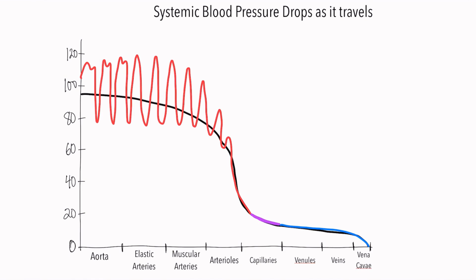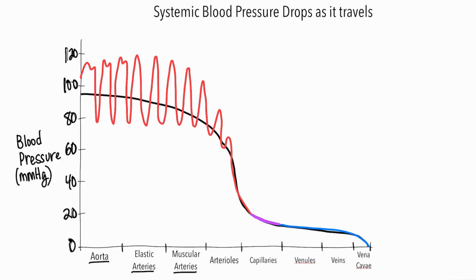We'll start with a diagram that shows how blood pressure changes as it passes through the systemic circuit. On the left side of this diagram, numbers like 0, 20, 40, 60, 80, 100, and 120. These represent what we call blood pressure, and we measure it in millimeters of mercury. Then on the x-axis, you'll see the various blood vessels themselves, like the aorta. You can tell it has the highest pressure, right?